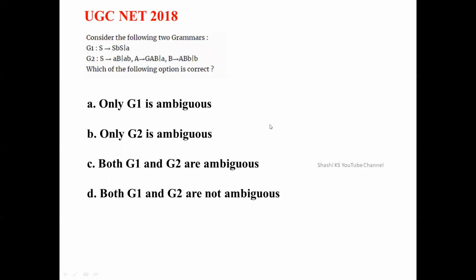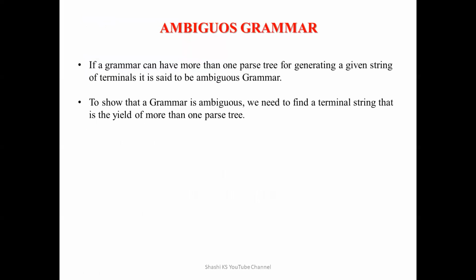So only G1 is ambiguous, or only G2 is ambiguous, or both G1 and G2 are ambiguous, or both G1 and G2 are not ambiguous. So to answer this question, we need to know what is the meaning of ambiguous grammar and what is a non-ambiguous grammar. Okay, so an ambiguous grammar is nothing but for a given grammar, for generating a given string of terminals, if you are able to generate more than one parse tree, or more than one leftmost derivation, or more than one rightmost derivation, then it is said to be an ambiguous grammar.